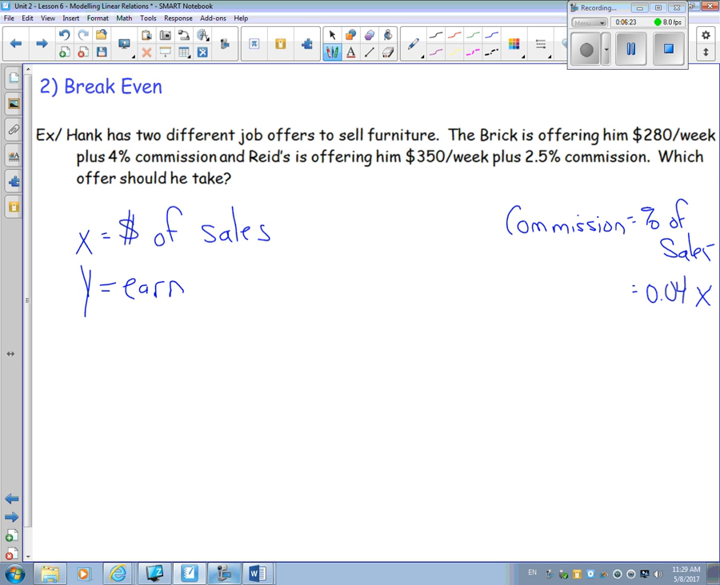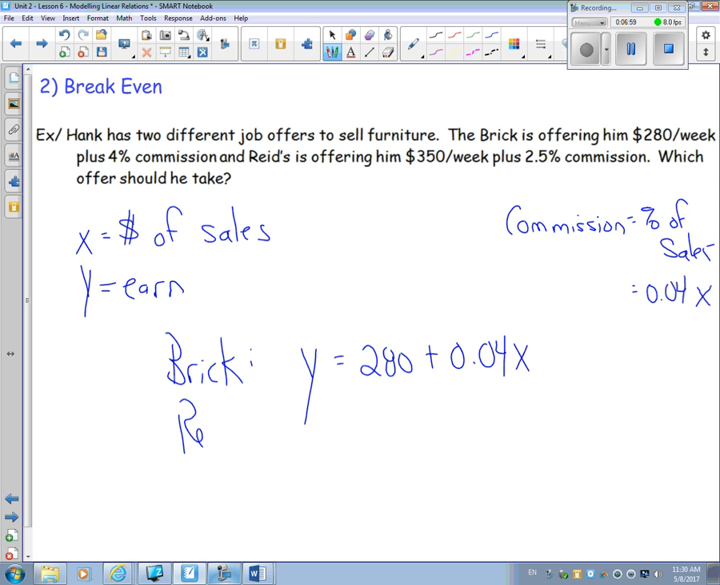So in this break-even question, and as most break-even questions are, it's not necessarily two different equations. It's usually two different companies or two different situations. So the Brick: he's going to earn automatically every week $280. The weeks aren't really a variable because with both companies you have to work the same number of weeks, right? But he also gets 4%, turned to a decimal, of his sales.